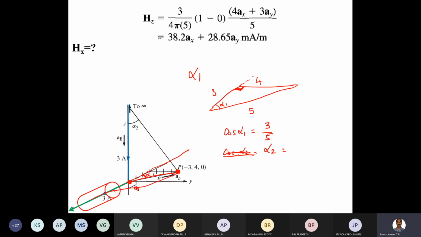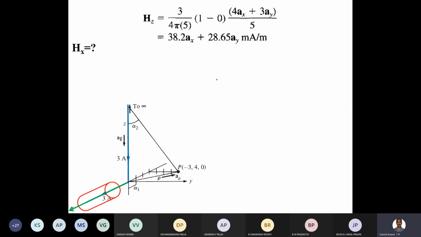I can go below this. What is alpha 2? The observation point, and the source or upper edge of the wire is at infinity, right? So what will be the angle? Alpha 2 will be 0, right? So cos alpha 1 we have calculated, that is 3 upon 5. Cos alpha 2 will be cos 0, which is 1.